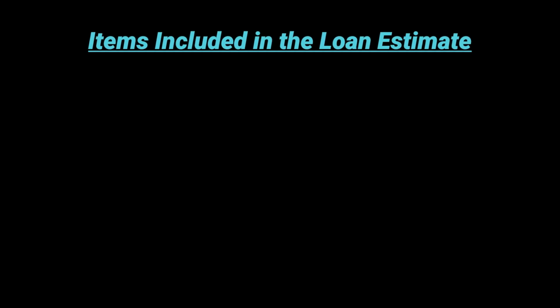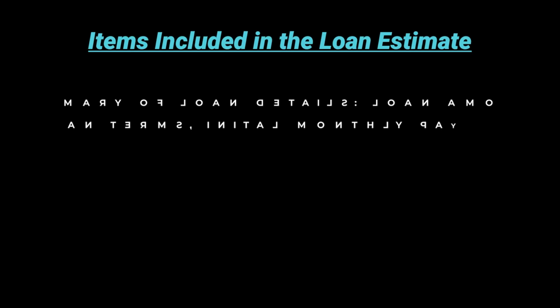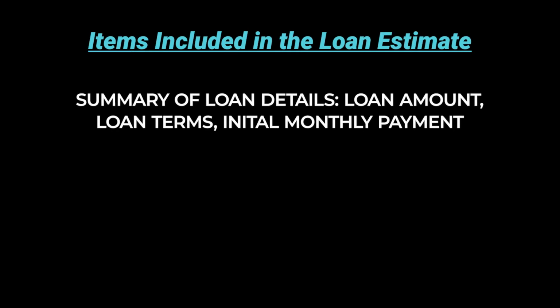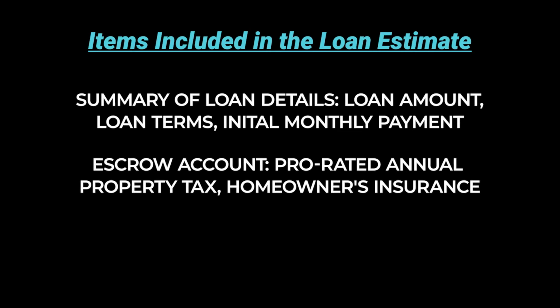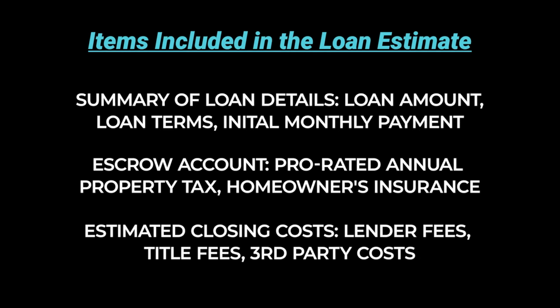What is included in a loan estimate? As I said, it is 3 pages long, and it is split into sections which outline the terms, closing costs, and fees associated with your loan. Some of the items you'll find listed on your LE include a summary of your loan details, which include your loan amount, the term of your loan, and your initial monthly payment. Your escrow account information, which includes your prorated annual property tax and homeowner's insurance costs. Your estimated loan closing costs, including your lender fees, your title fees, and whatever third-party costs apply.